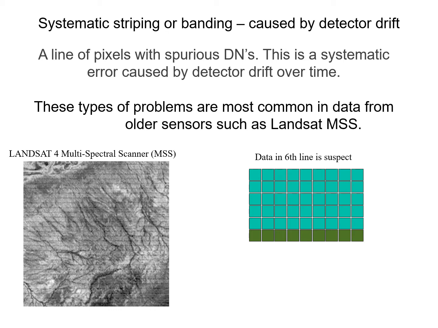Over time, in the 6th line, those sensors changed their calibration. They became less sensitive to light than the other 5 lines. And that's why you get this banding or striping effect. So the data are good, but the calibration is different than for those other 5 lines.